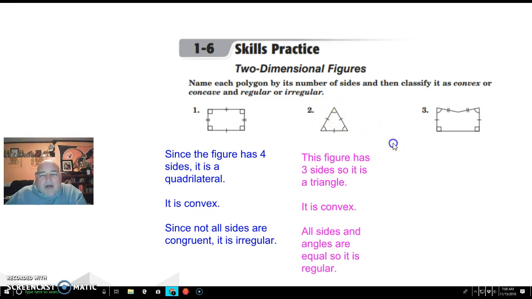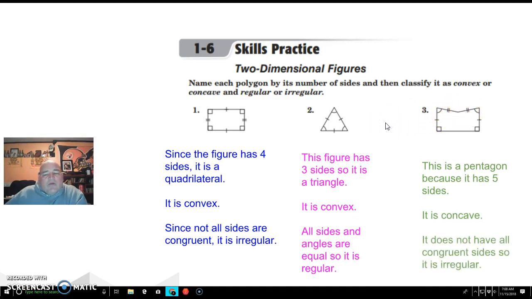Finally, our third polygon, it has 5 sides, so therefore it's a pentagon. Notice that we have the gap here where these 2 sides indent in, if you will. That makes it concave. And not all the sides are congruent, therefore it is irregular.